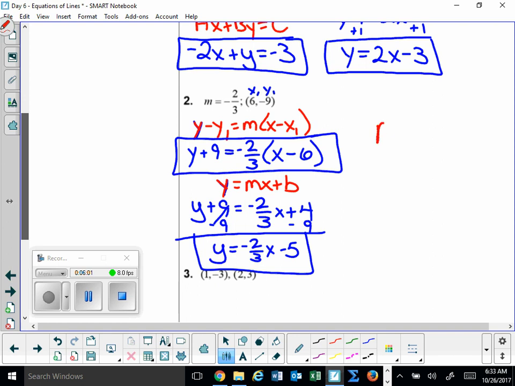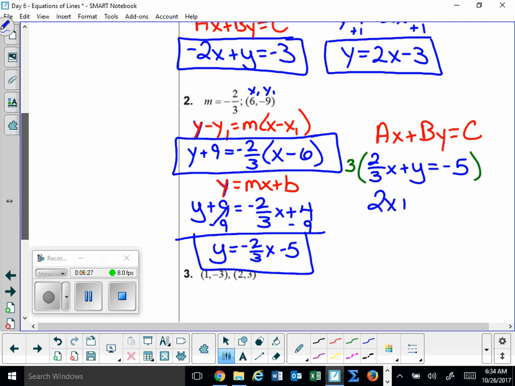Now to get standard form, the first thing I need to do is move the 2/3 x to the other side. And then I have to remember that I'm not allowed to have a fraction. So I'm going to multiply everything by the denominator. 3 times 2 is 6, divided by 3 is 2x plus 3y equals negative 15, and I'm done.